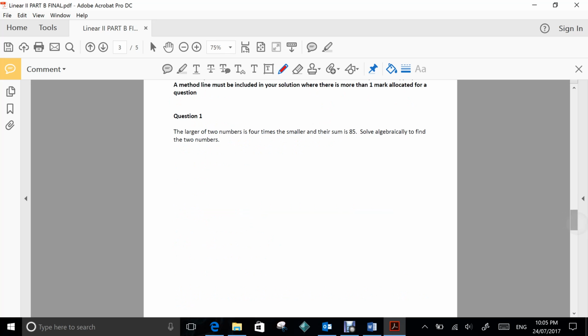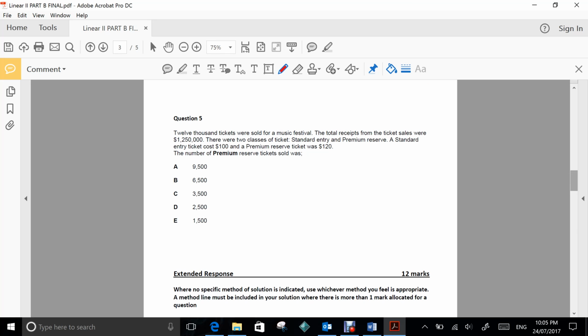Rightio, next one. Question 5, last one. 12,000 tickets were sold for a music festival. Total receipts from ticket sales were 1,250,000. There were two classes of ticket, standard and premium reserve. Standard entry ticket cost 100 and premium 120. How many premium tickets were sold?